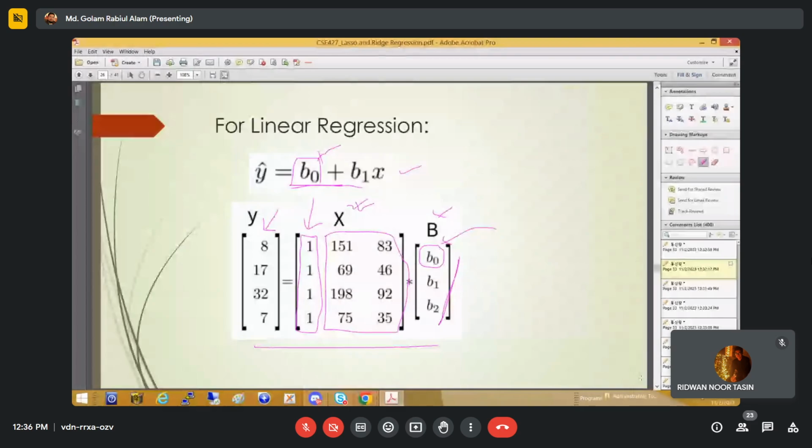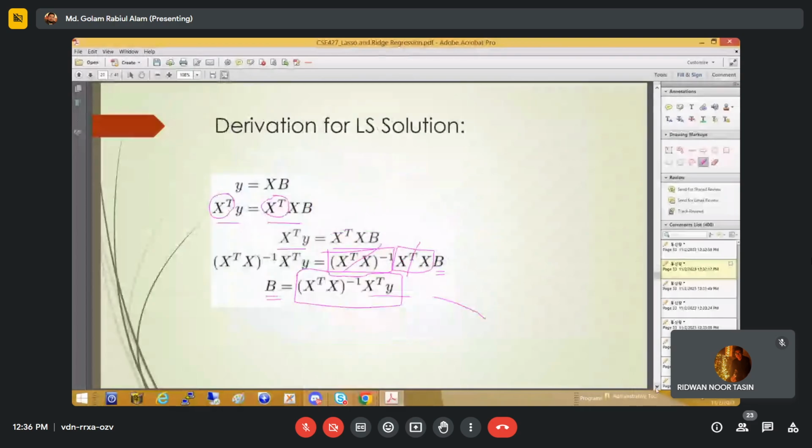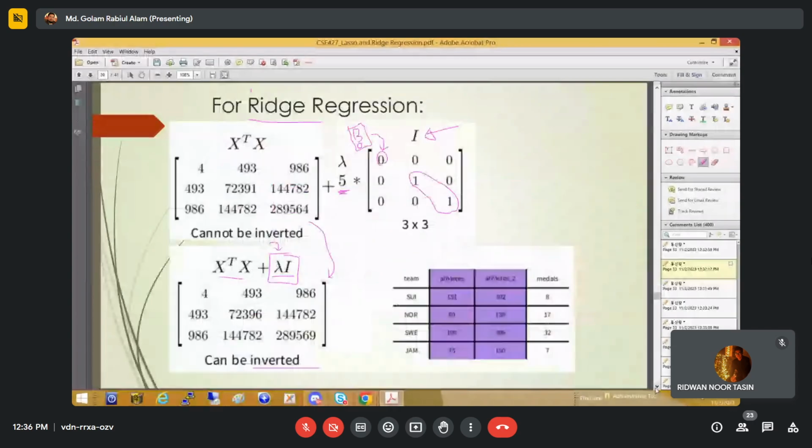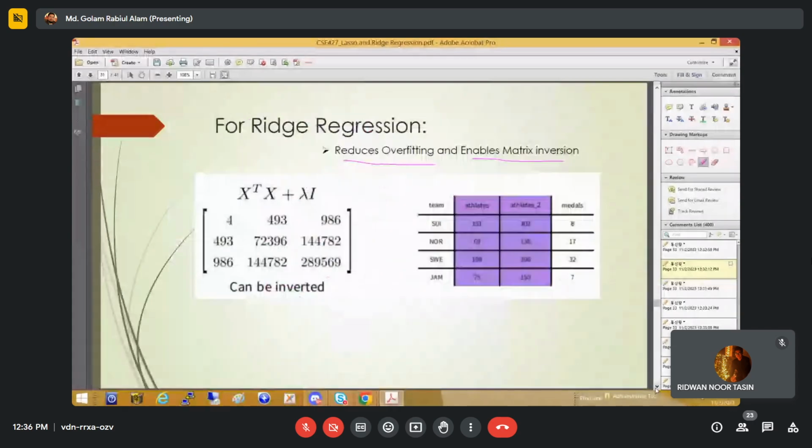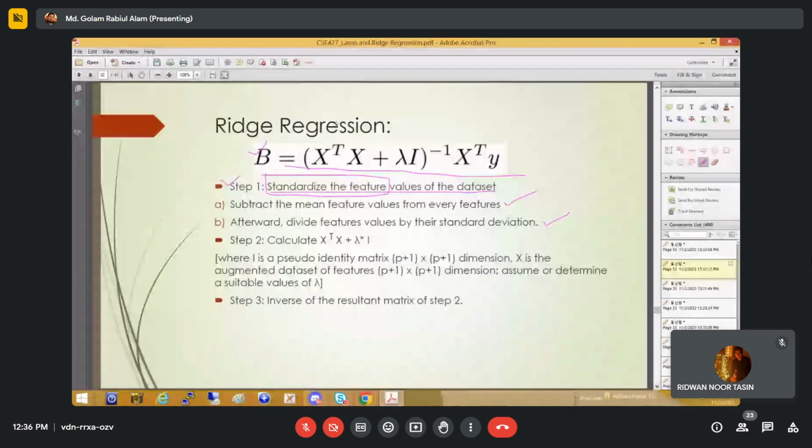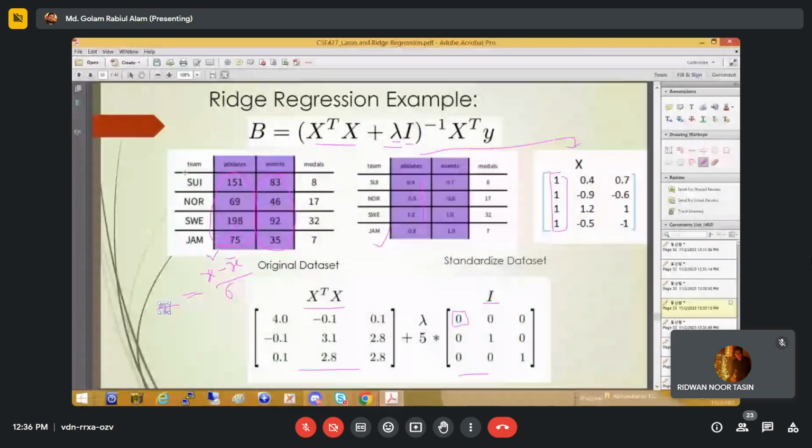Okay, so if we have a given data set, how can we solve the ridge regression problem? Here is the solution for the ridge regression problem. Step one, the first step, is to standardize the feature values of the data set. This is the original data set we have, and we have to find the standardized values. What does standardized mean?